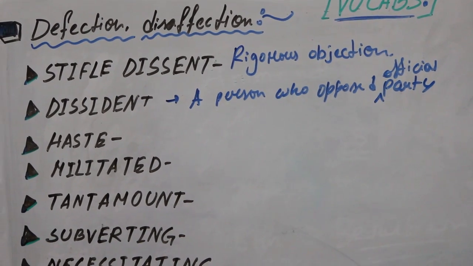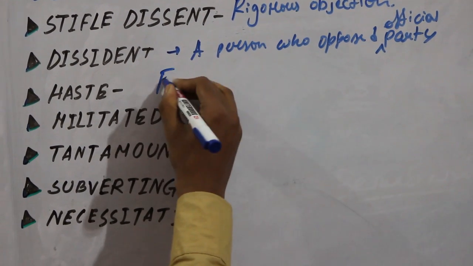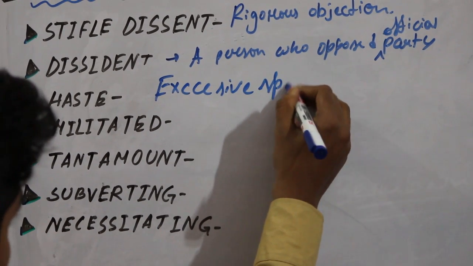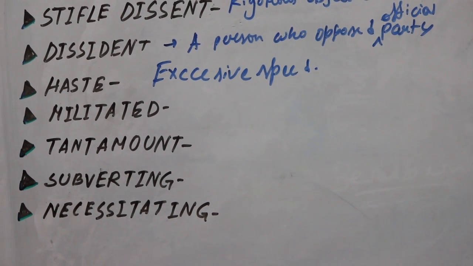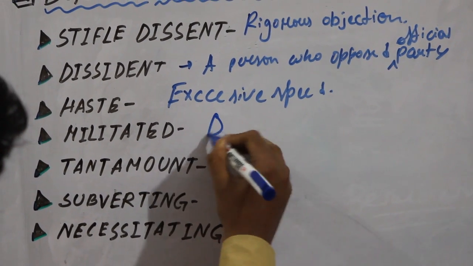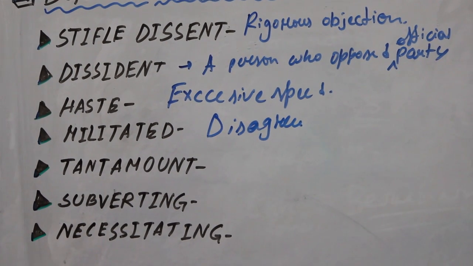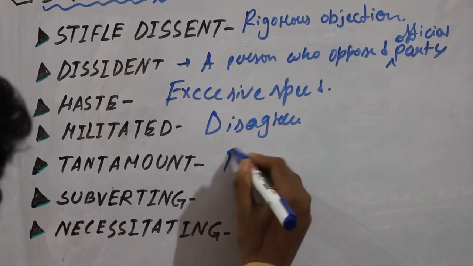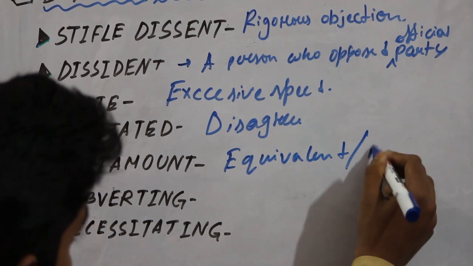Next one is hasty. Hasty means excessive speed. Next one is mutilated. Mutilated means disagree with anyone. Next one is tantamount. Tantamount means equivalent or identical.